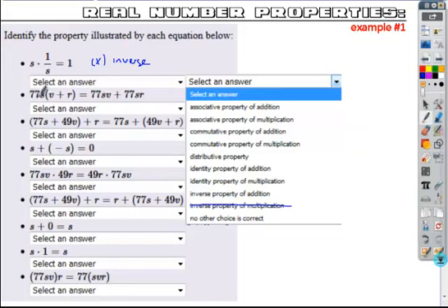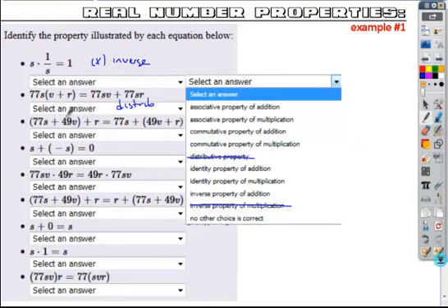In the next example, what we see here is we have this monomial factor 77s times the quantity v plus r, and then it gets distributed through, multiplied by the v and the r independently, and then written as a sum of terms. So this is the distributive property.